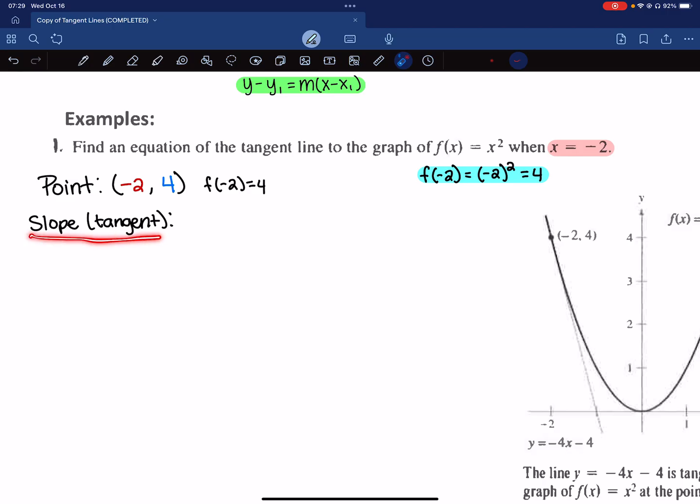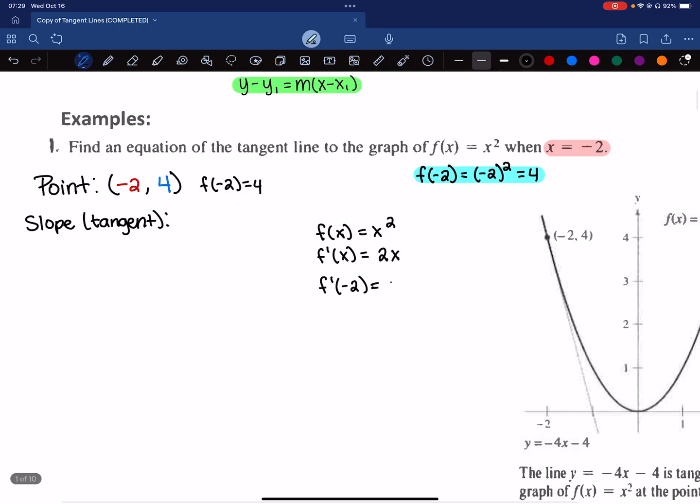So when you see this, just know it's the same. Now, we need to find the slope of the tangent. So in order to do that, we have to find the derivative of f of x. So f of x, again, is x squared. We're going to find the derivative by multiplying by 2 and subtracting 1 from the exponent. And now to find the slope of the tangent line, we can evaluate at -2. So when we evaluate at -2, 2 times -2 is -4. And now we have the slope of our tangent line, which is -4.